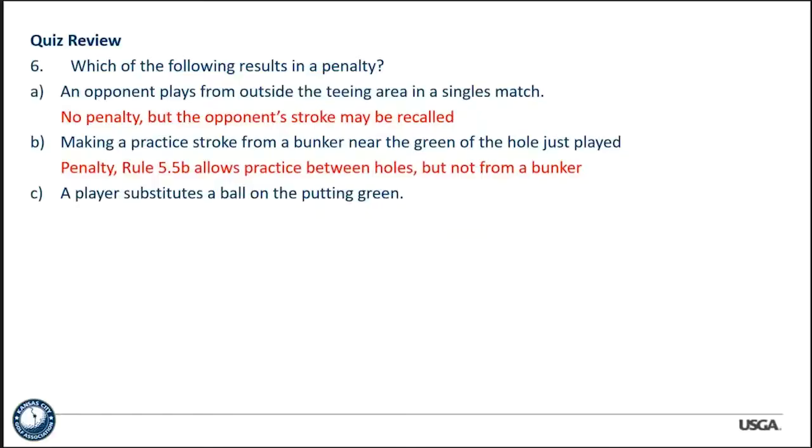A player substitutes a ball on the putting green. It's a penalty if we make the stroke, but it's not a penalty if we can fix it like Bruce was talking about. So if you do make a stroke, there's a penalty in that situation. We do not allow substitution of the ball during the play of the hole unless we have some other rule in effect. And this is a good example of authority overriding prohibition. We're not allowed to substitute a ball. That's a rule. But there are other rules that allow it, and that's what we'll oversee.